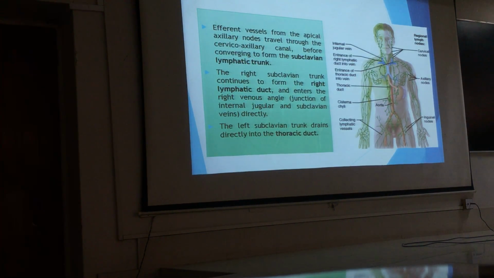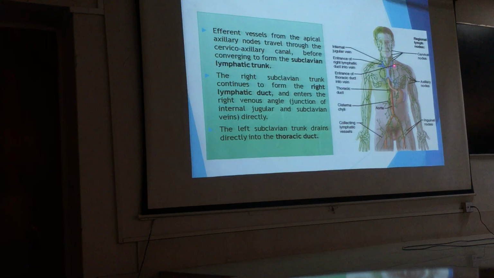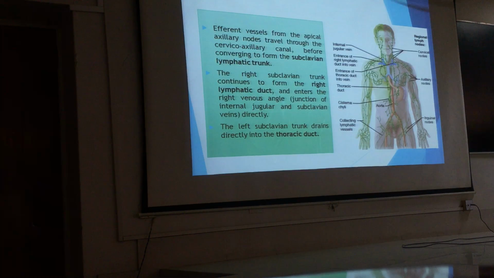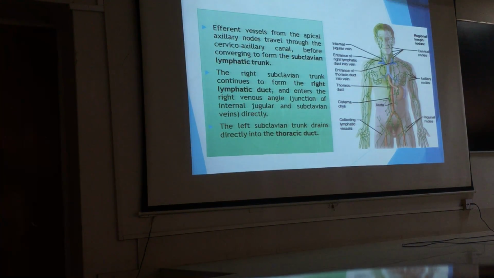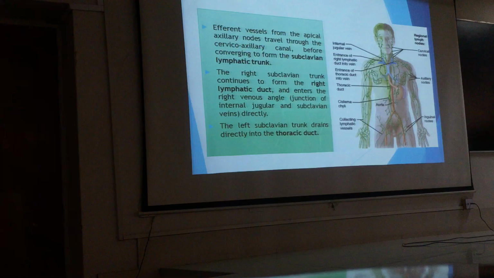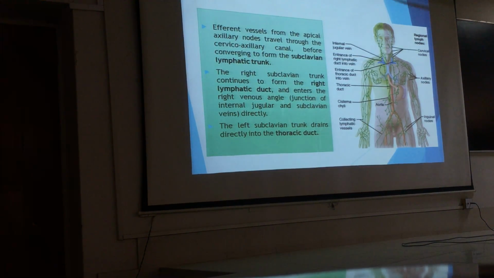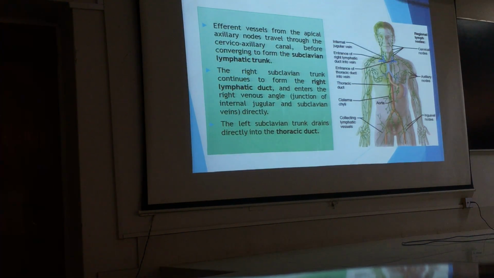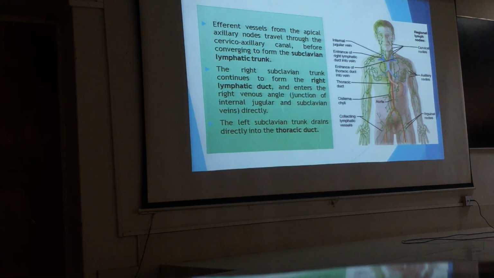What happens on the left side? Left side पे ये directly enter होती है into the subclavian vein through the thoracic duct. ये directly कोई junction पे नहीं enter होती, यहाँ पे भी junction है, but this directly enters into the subclavian vein through the thoracic duct. The right side पे there is a lymphatic duct, left side पे there is a thoracic duct, and the lymphatic duct is entering into the junction between the subclavian and the internal jugular vein, whereas the thoracic duct is directly entering into the subclavian vein.